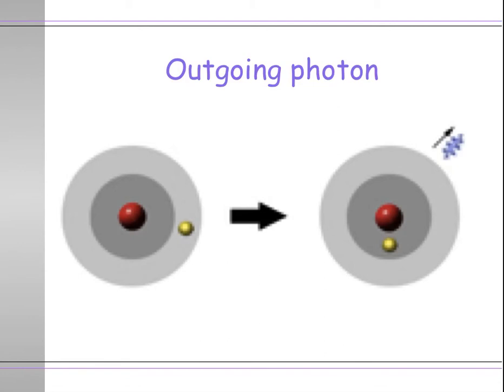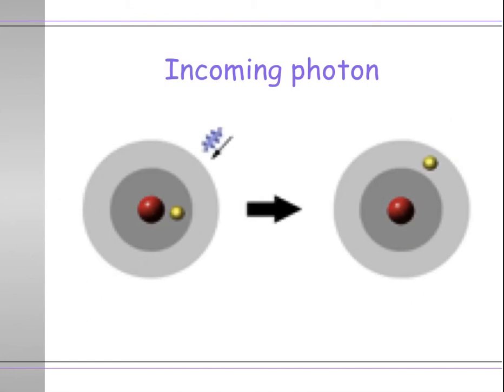So what happens is when electrons are in a high energy level and they lose energy and move to a lower energy level, you can see in the right diagram that there's an arrow with a squiggly line coming off. That's representing photons being released. So the light gray area is a high energy level, and when the little yellow electron moves closer to the nucleus, photons or quantums of energy are released from the atom.